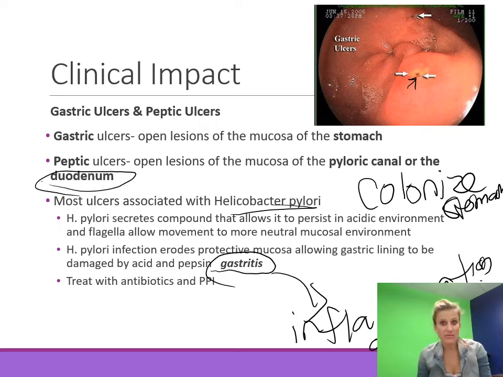H. pylori is a risk factor. If somebody has the presence of H. pylori infection, which is extremely common, it's a risk factor for peptic ulcer disease as well as gastric cancer, because the constant inflammation and damage to the tissue can elicit cellular changes that can progress to cancer. We treat H. pylori infection with a combination of antibiotics and PPIs. Antibiotics for the bacteria, and then PPIs are proton pump inhibitors that decrease the acidity in the stomach to help decrease the amount of damage that's occurring to the gastric mucosa.